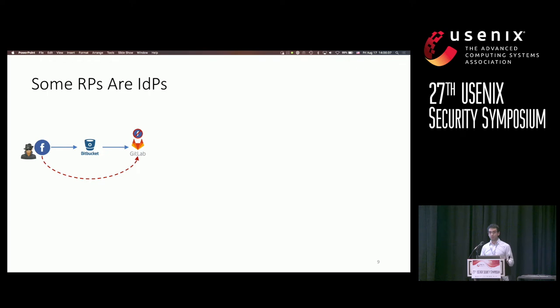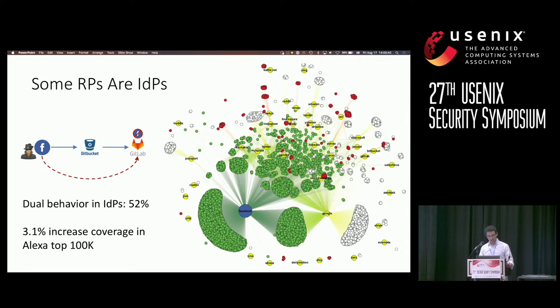Our analysis showed that basically half of the IDPs expose this dual behavior, and this creates two main problems. The attacker can increase coverage by this dual behavior, and also this behavior can hide the origin point of the account compromise.